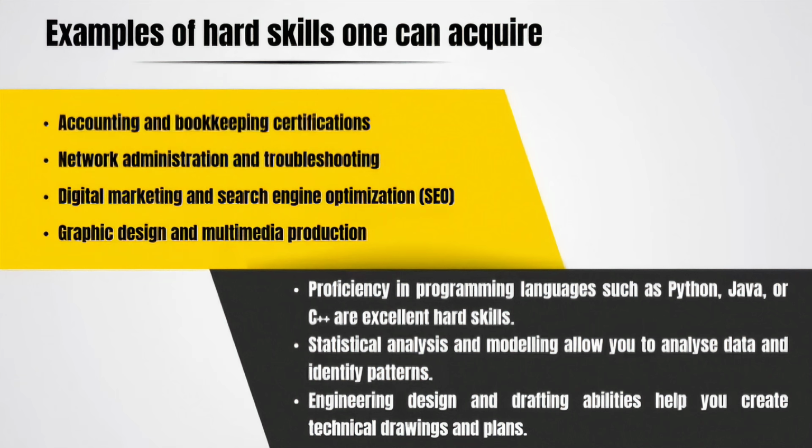Somebody who is into marketing: there is a difference between traditional marketing and digital marketing. Those who are looking at digital marketing can get into digital marketing and search engine optimization, which again comes under the umbrella of digital marketing. Then there is a huge demand for graphic design and multimedia production. Students and early professionals, if they want, can hone this skill and then get into this kind of profession.